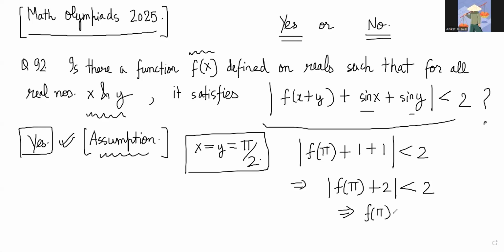Great. So at least our assumption that such a function exists has given us that when x is equal to y is equal to pi by 2, we are getting f of pi less than 0. Great. But that's not enough.